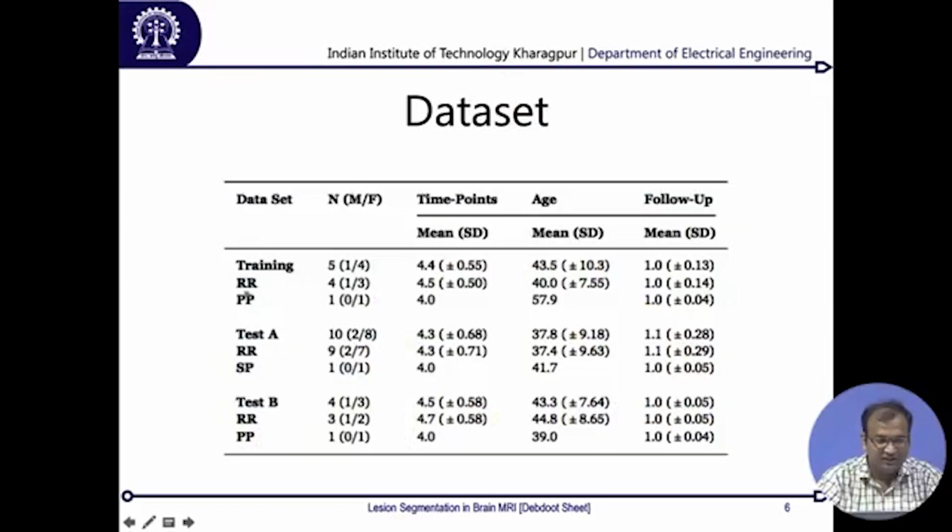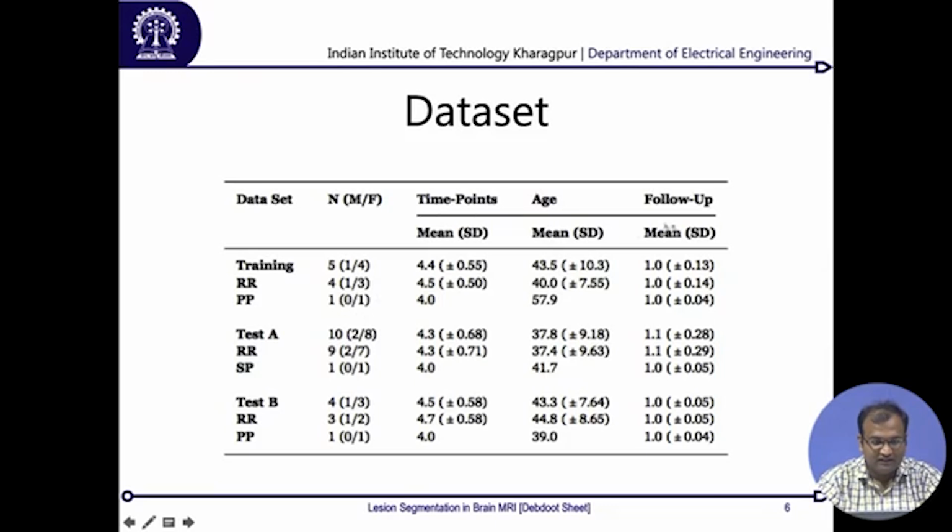And PP is basically all the patients who had come down over here for the first time with the appearance of multiple sclerosis. Now the training has 5 data sets, of which 4 of them are RR and 1 of them is PP, and they also have a distribution of male and female. Not exactly perfectly balanced, but you have both constituents of male and female. So in RR there is 1 male and 3 females, and in PP there are no males and there is 1 female.